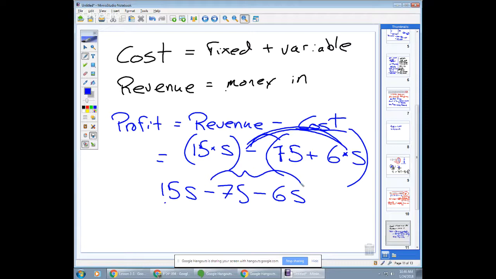Yeah, so I have 15 shirts minus 6 shirts gives me what? 9, yeah. So for profit, I'm gonna make $9 a shirt, but because of the setup fees, I'm 75 off of whatever that was. That's an S right here. That's a 5.